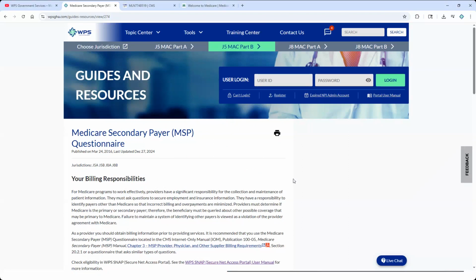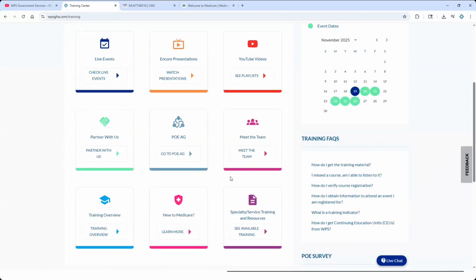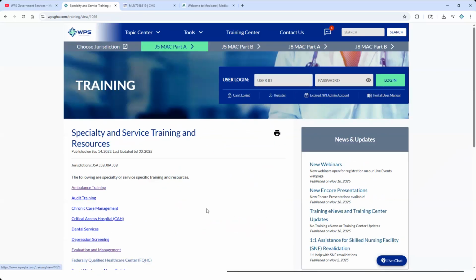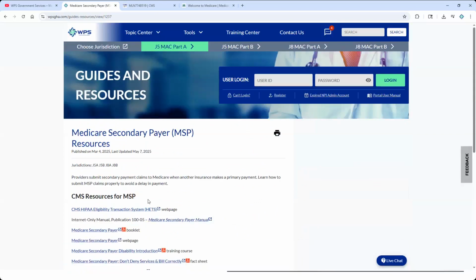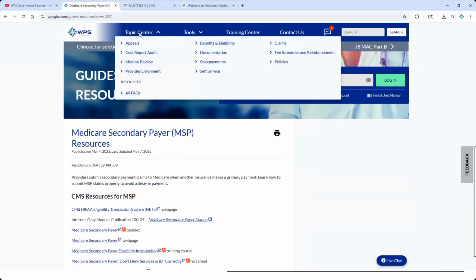So we do want to talk a little bit about some of the different resources that we have. Now, if you're looking for resources, you can, again, go to the training center. This will give you the fastest way to find the Medicare Secondary Payer resources. Again, I always recommend this. You could also use the tools, the topic center, and then once you go in there, go to claims.